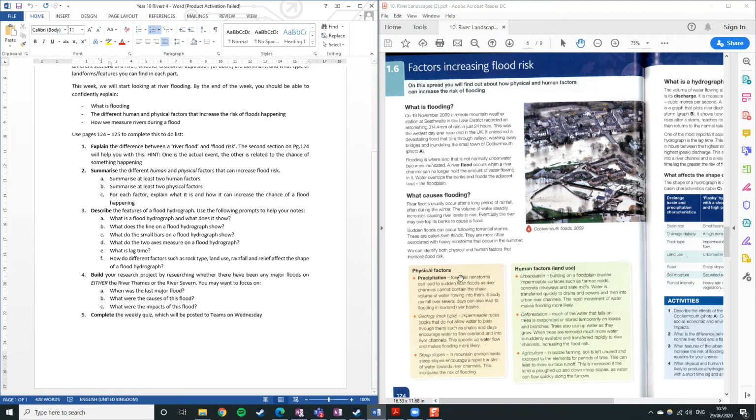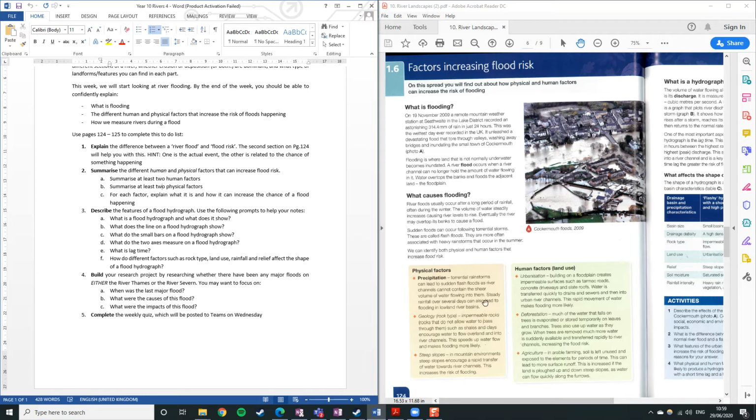Now I don't just want you to write down the name of the factor and then copy this down, because that will not help you in the exam at the end of next year. What I want you to do instead is to pick 2 of each, read through them, and then summarize them and explain them in your own words. And when you're doing that, I don't just want you to say what it is, but I want you to specifically explain how this factor increases the chance, the risk of a flood happening.